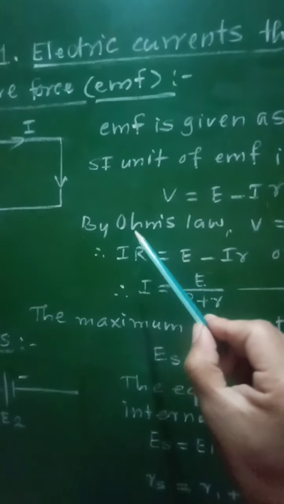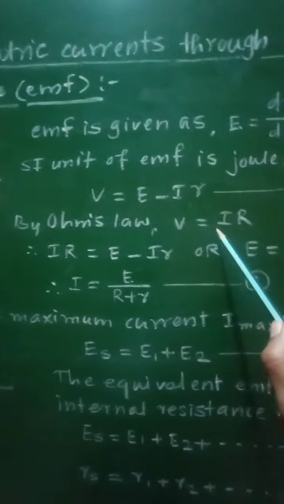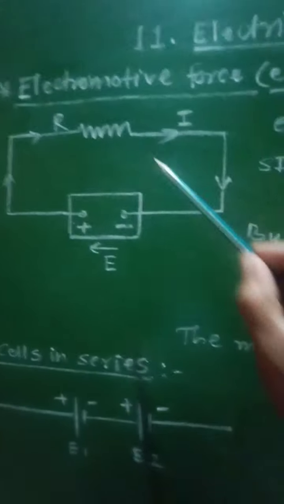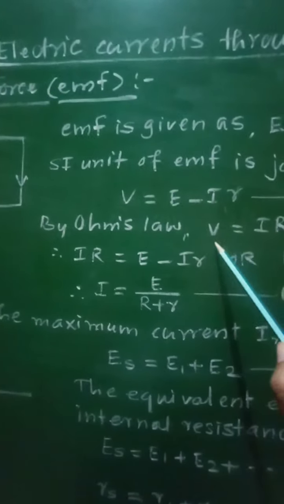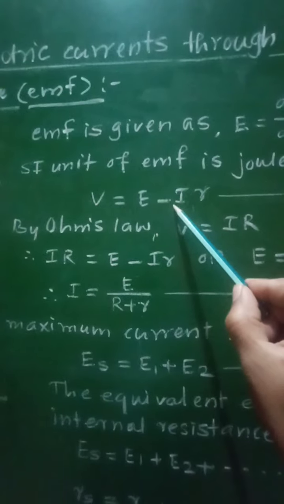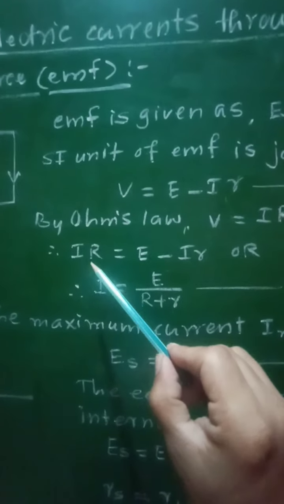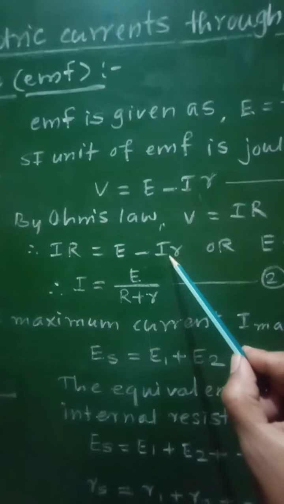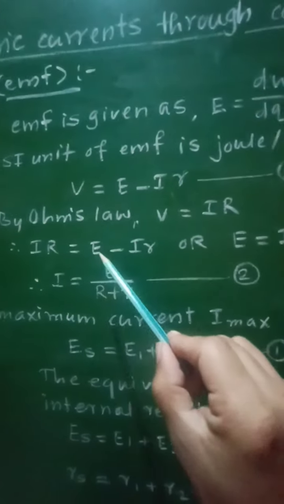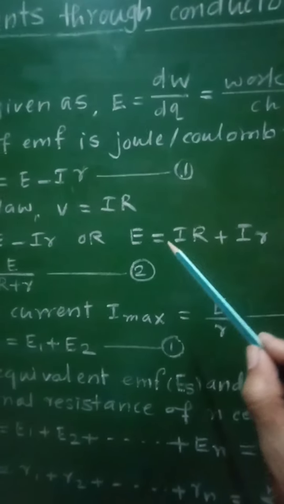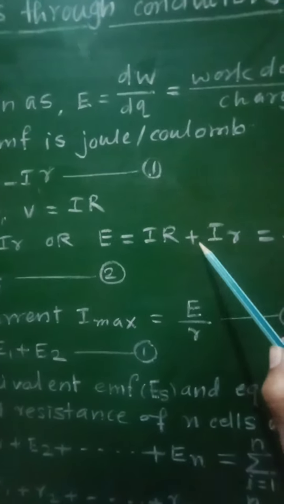Now by Ohm's law, phi is equal to IR. That potential difference will be developed across this external resistance R, and therefore by Ohm's law phi equals IR. Putting this value in equation 1, we get IR equal to E minus Ir, or E will be equal to IR plus Ir.